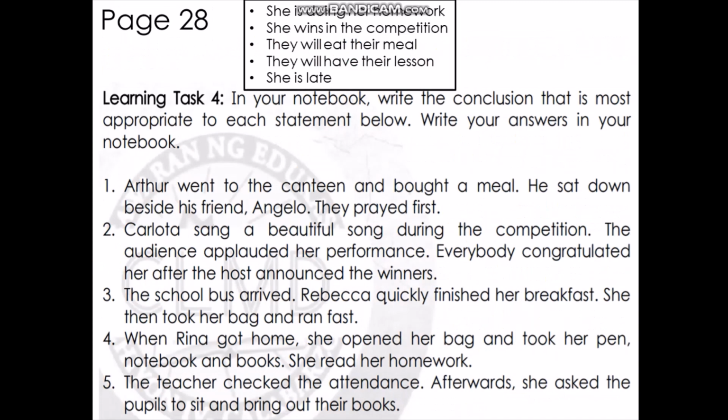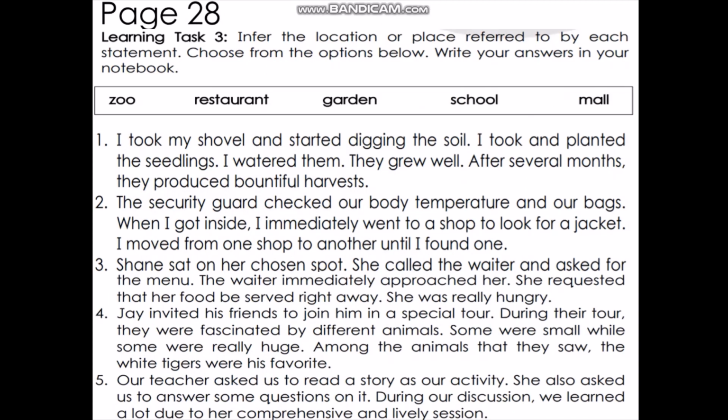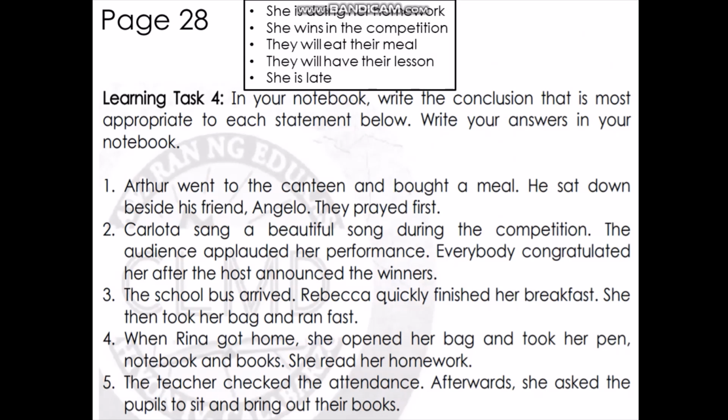So for number 1, we have garden. For number 2, we have mall. For number 3, we have restaurant. Number 4, we have zoo. And number 5, we have school. Now, page 28. Again, get your paper, write page 28, and write 1 to 5. Answers only. The choices are inside the box.